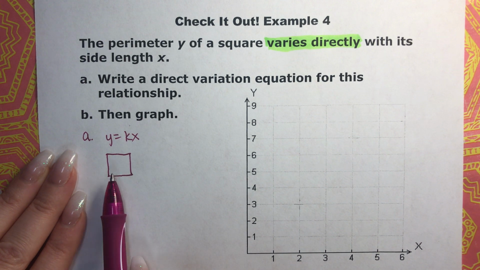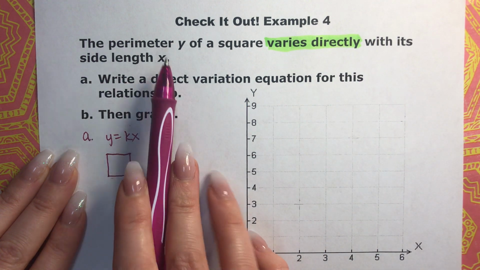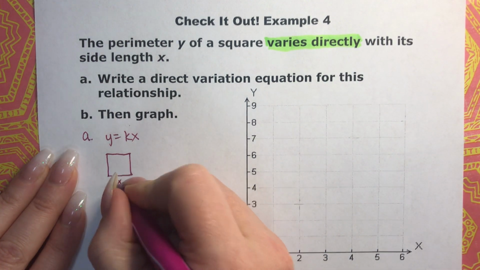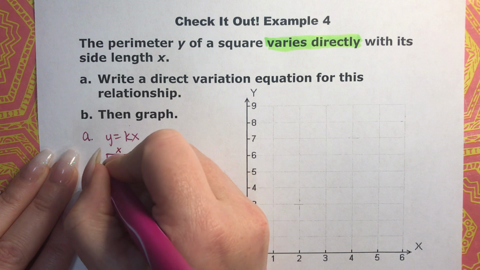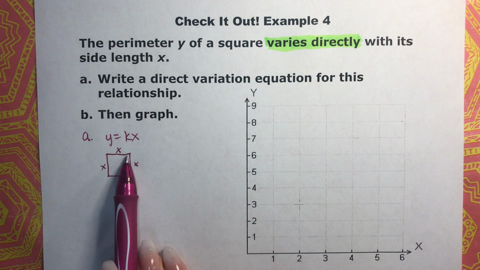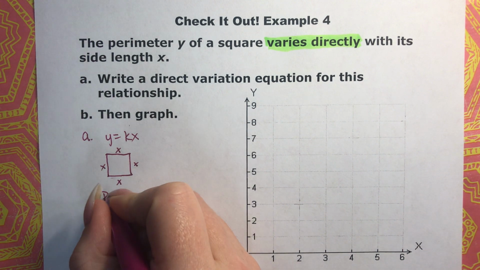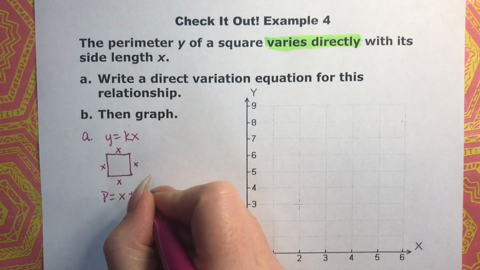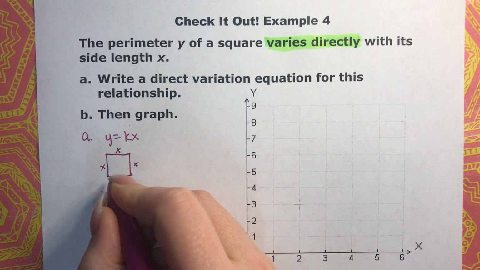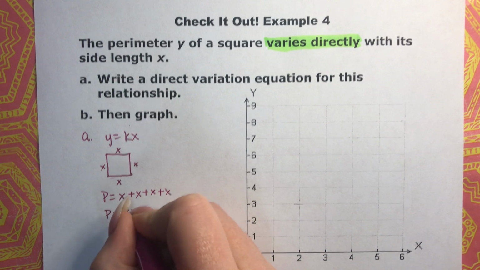And what do you know about a square? All the side lengths are the same, right? So what is this saying? It's with side length x. So that means this side is x, this side is x, this side is x, and this side is x. So if I was going to find the perimeter, I would go x plus x plus x plus x, right? You just add up all four sides, which is the same thing as the perimeter being 4x.